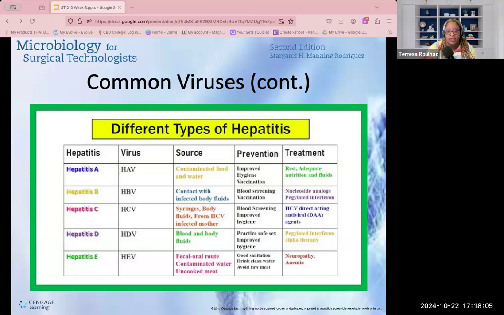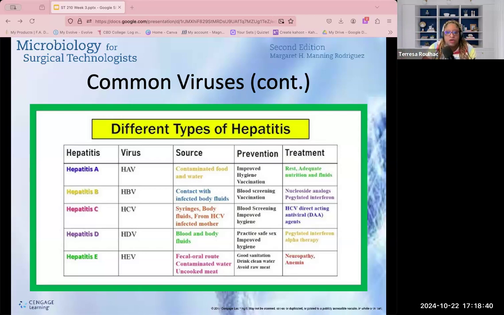Okay, so we got Hep A, Hep B, Hep C. When we get to HDV, hepatitis D, this virus can only infect those already infected with HBV, which is hepatitis B. It makes hepatitis B infections more severe. Vaccination against HBV can prevent HDV, okay?